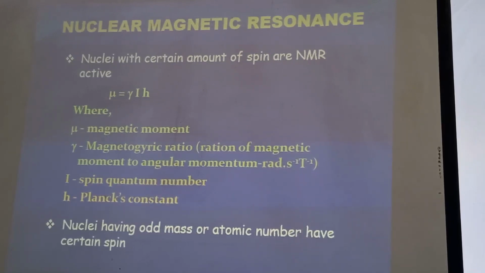Gamma, as you already know, is the magnetogyric ratio. That is the ratio of the magnetic moment to the angular momentum. I is the spin and h is Planck's constant. Now those nuclei which have an odd atomic number or odd mass number, or both of them having an odd value, are associated with some amount of spin, and that is why we can study them in NMR spectroscopy.